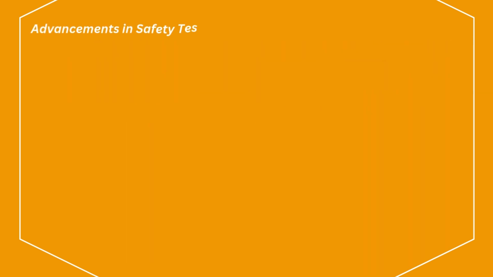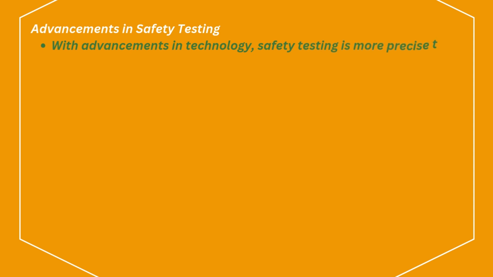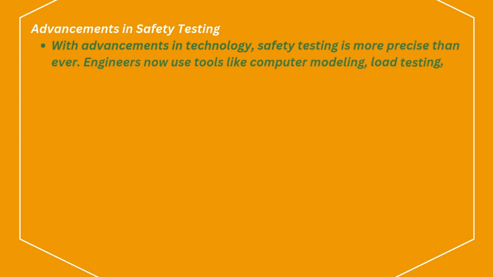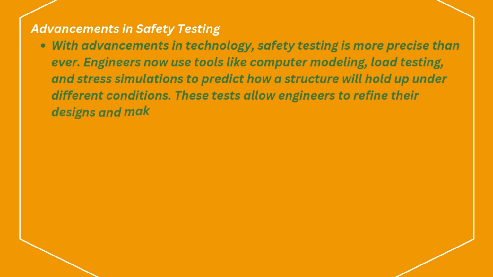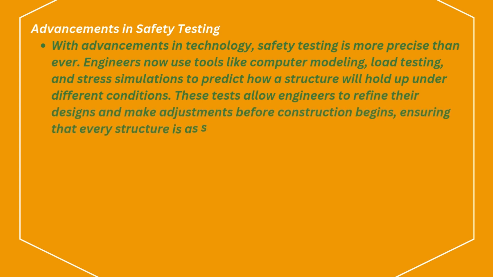Advancements in safety testing. With advancements in technology, safety testing is more precise than ever. Engineers now use tools like computer modeling, load testing, and stress simulations to predict how a structure will hold up under different conditions. These tests allow engineers to refine their designs and make adjustments before construction begins, ensuring that every structure is as safe as possible right from the start.